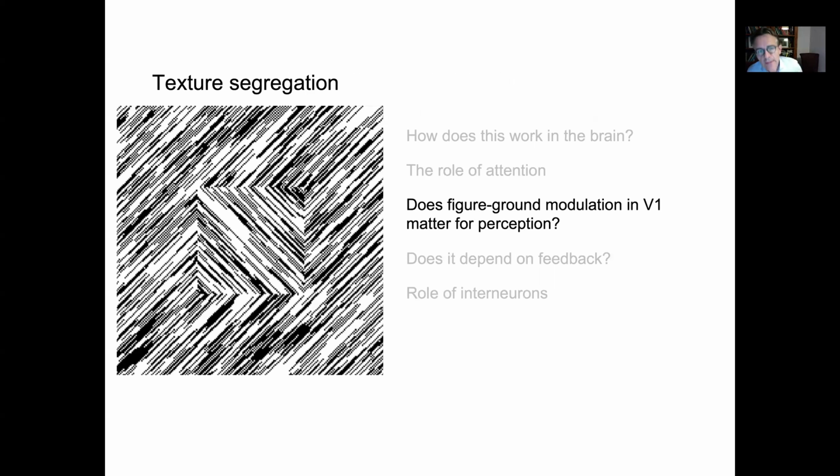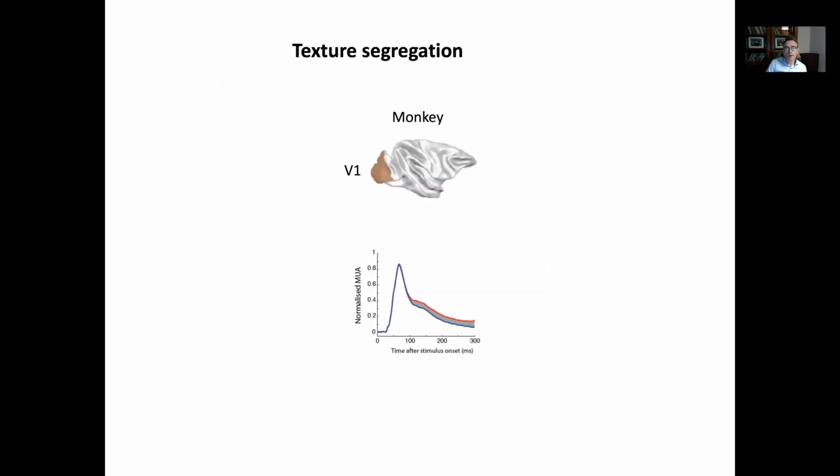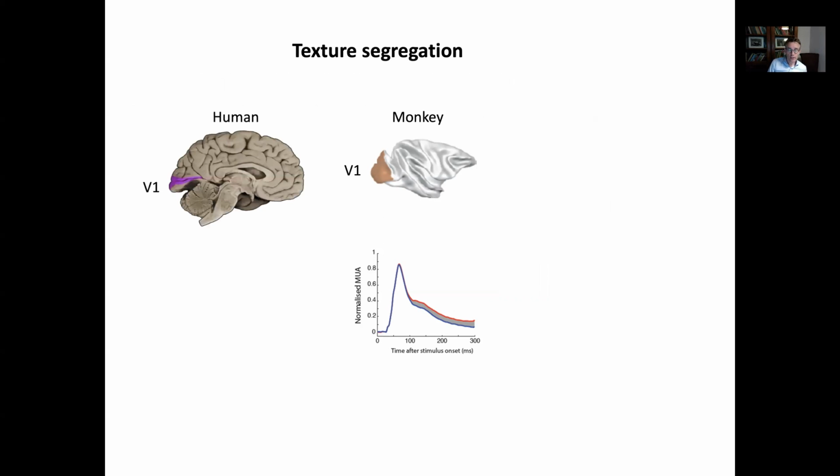Now, a big question that we always had in the lab is whether this figure-ground modulation is important for perception, or is it just an epiphenomenon? I already showed you that we saw this in monkeys. We're now looking at another species, humans. We sometimes have the possibility to record from humans with epilepsy. And then we can record multi-unit activity.